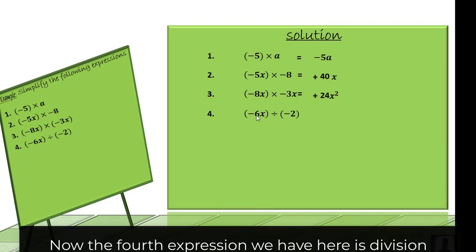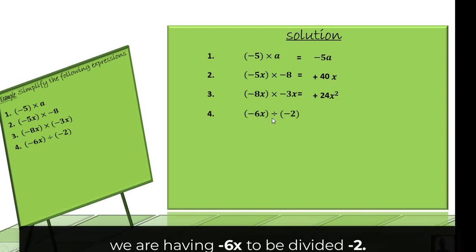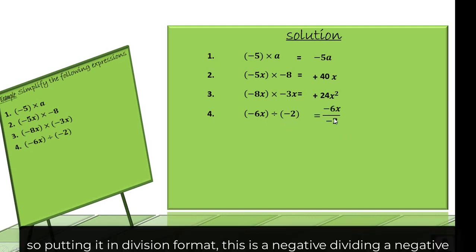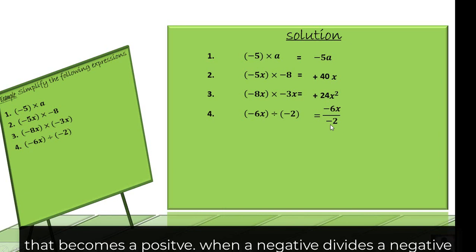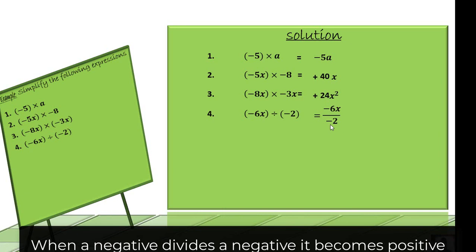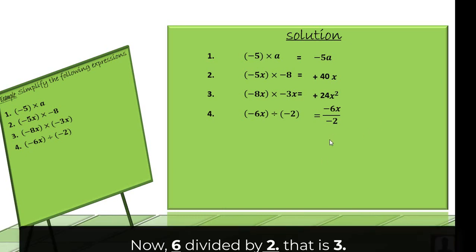Now the fourth expression we have here is in division. We have minus 6x to be divided by minus 2. Putting it in division form, a negative dividing a negative becomes positive. Now 6 divided by 2 gives 3. Then we have the x up here. So simplifying this expression, you are having 3x.